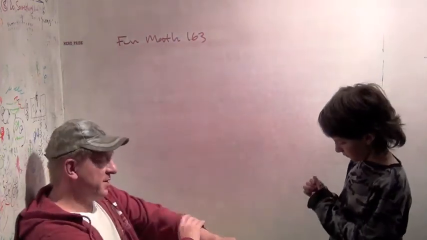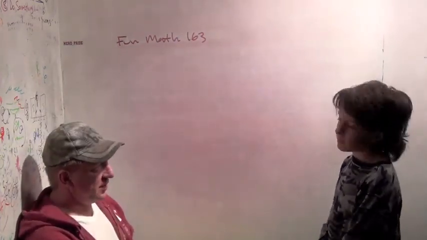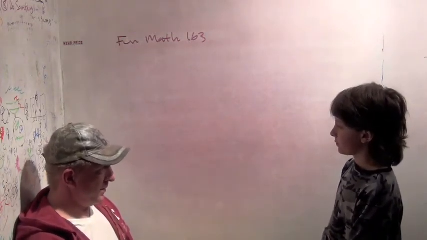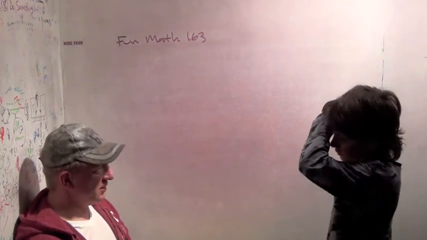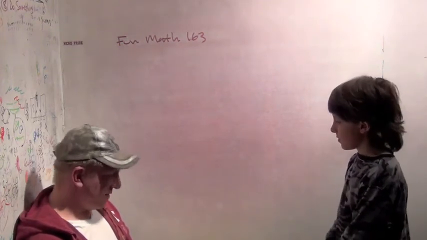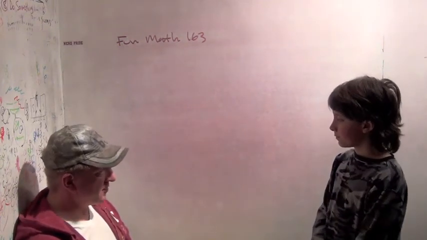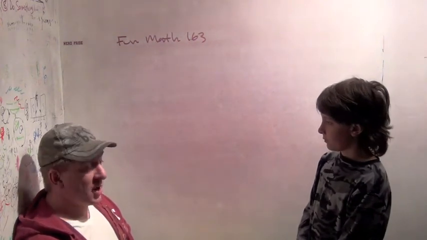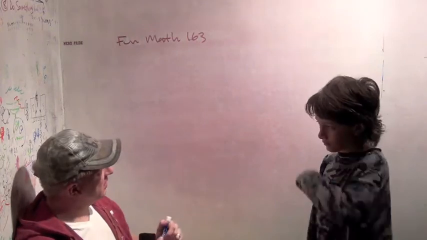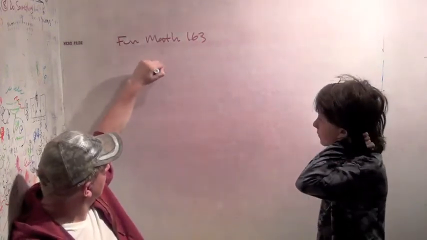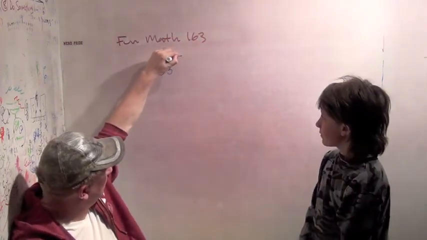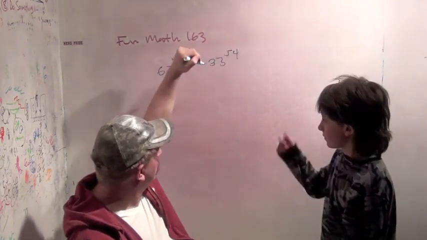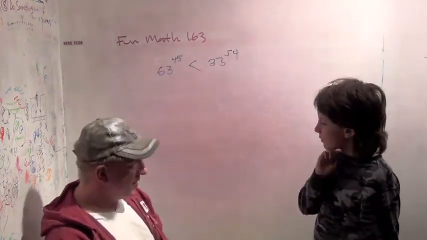Okay, so on FunMath number 162, we did an interesting comparison of 7 to the 5th and 5 to the 7th, right? And which one did we find was bigger? 5 to the 7th was bigger. Okay, and today we spent a little bit of time playing around with some other problems out of section 9.2 of Art of Problem Solving's algebra book, all the way up to comparing 63 to the 45th and 33 to the 54th, which was pretty cool. And we found out that this was less than that.